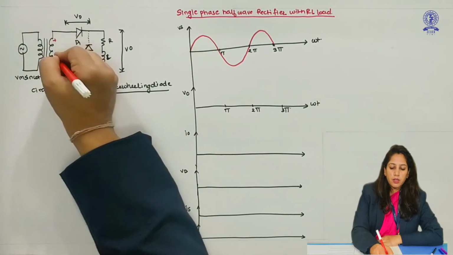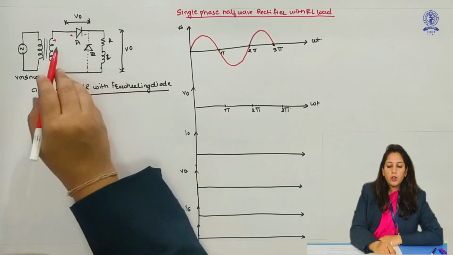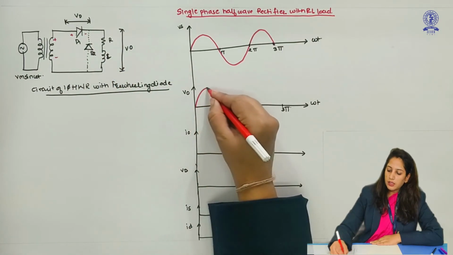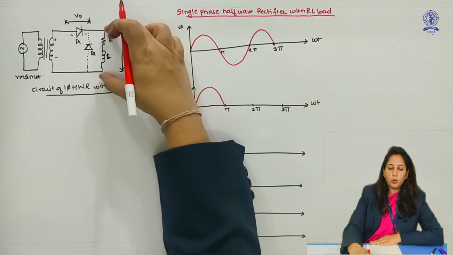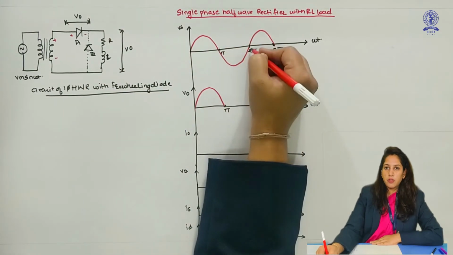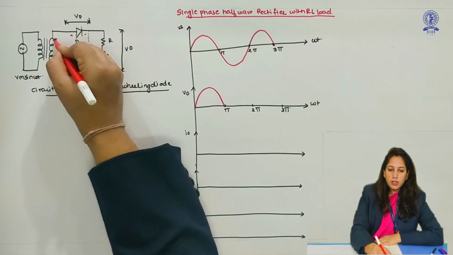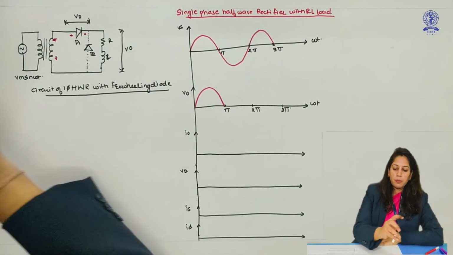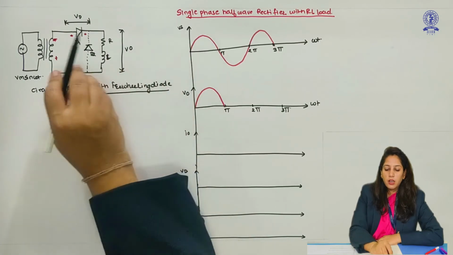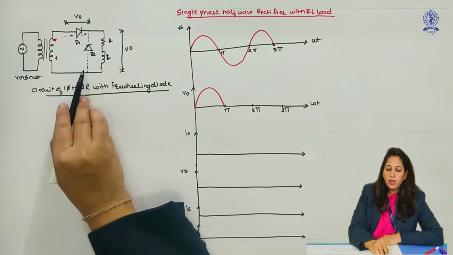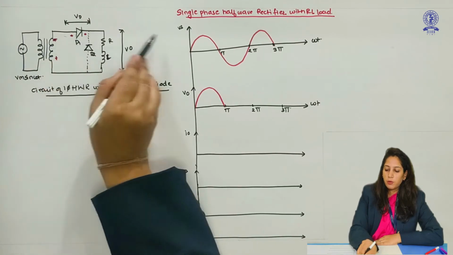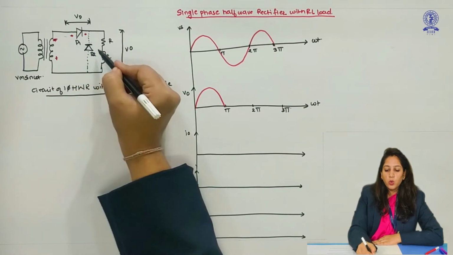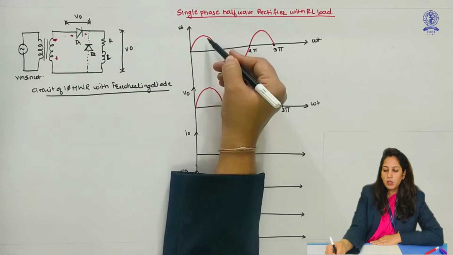For the positive half cycle, with plus and minus as shown, diode D1 will be in conducting state, and there will be voltage across VO. From 0 to pi radians I will be getting output here. But the problem was for the negative half cycle. In the positive half cycle D1 was conducting, and the cathode of diode 2 was plus, so diode 2 was reverse biased for this positive half cycle.